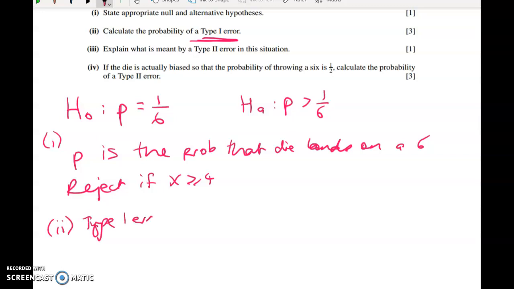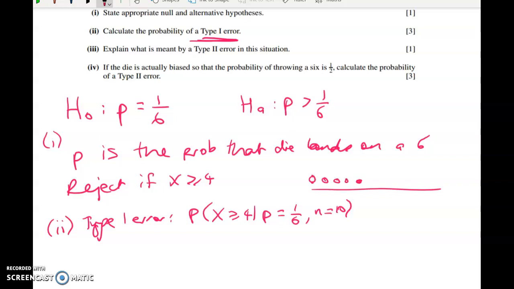Type 1 error is going to be the probability that we get in the rejection region if, in fact, the null hypothesis is true. So what we're working out here are the chances of getting 4 or more 6s out of 10. So think about your dots. We've got 0, 1, 2, 3, and we're going to reject if we're up here: 4, 5, 6, 7, 8, 9, 10.